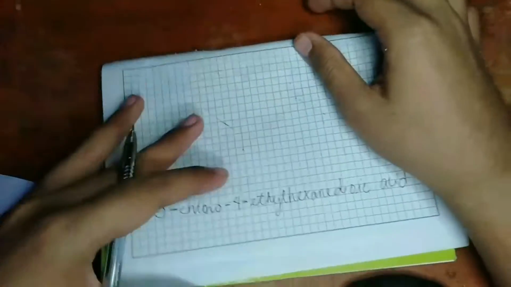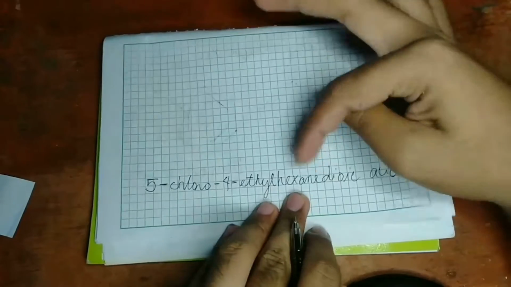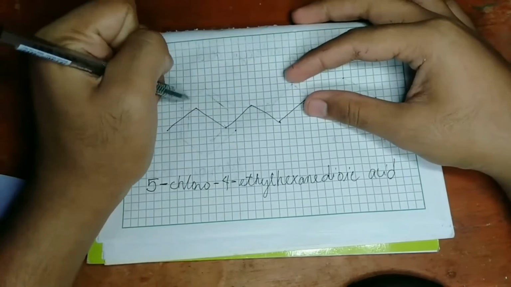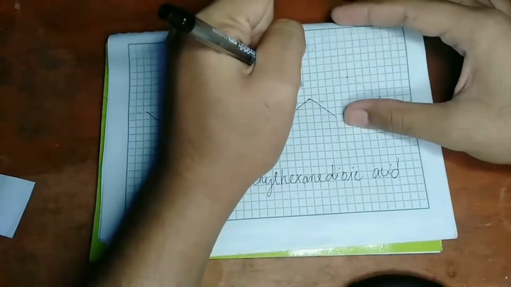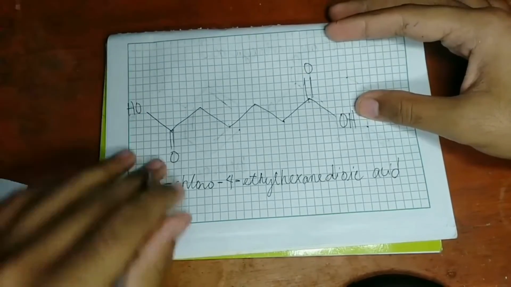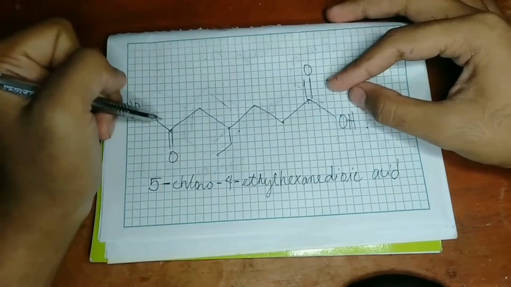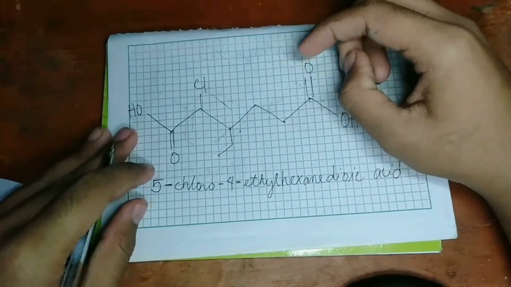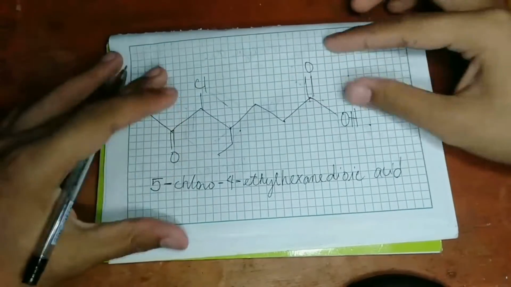So next, let us try to draw the structure for carboxylic acid. We have here 5-chloro-4-ethyl hexanedioic acid. So notice that I have the word di, meaning it has 2 carboxylic acids attached. So first, draw the chain, which is a hexane, and put the carboxylic acid at both ends and determine the position of each substituent. So the ethyl group is in carbon 4, the chlorine is in carbon 5, and that is how you name this 5-chloro-4-ethyl hexanedioic acid. And this is how you name aldehydes and carboxylic acid.